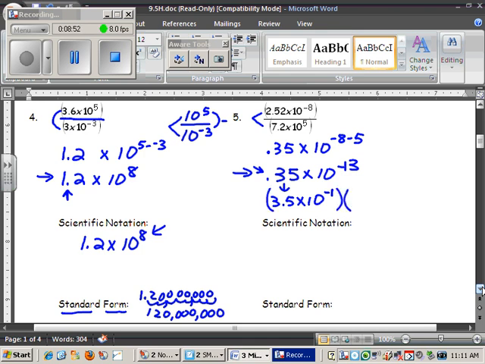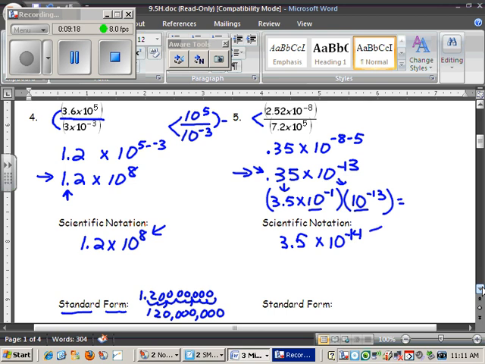Okay, now we're going to take that and multiply it by 10 to the negative 13. And again, we can just drop the 3.5 down and we can add the exponents of the bases. So negative 1 plus negative 13 is negative 14. So that would be scientific notation.